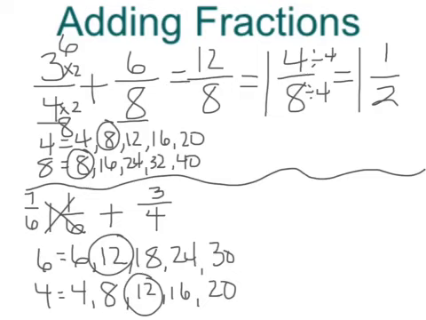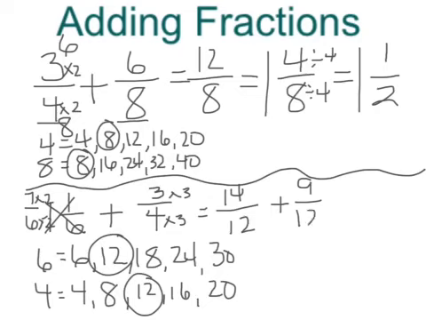That number is 12. Now I need to think about what I have to do to 6 to make it 12. I'm going to multiply it by 2, which means I also have to multiply 7 by 2. And then what do I need to do to 4 to make it 12? Well, I multiply by 3, which means I'll multiply 3 by 3. Here is going to be our new problem. 7 times 2 is 14 over 12, plus 9 over 12.